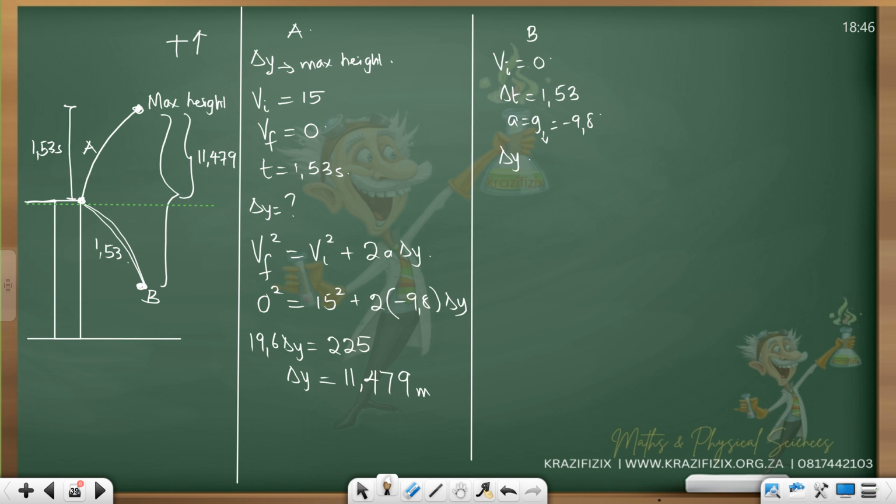Yes, do we have a formula? I think I'll use this. Delta y equals to what? Vi delta t plus half a delta t squared. What's your initial velocity? 0. Time 1,53 plus half. Acceleration is going downwards. 1,53 squared. What's your answer?